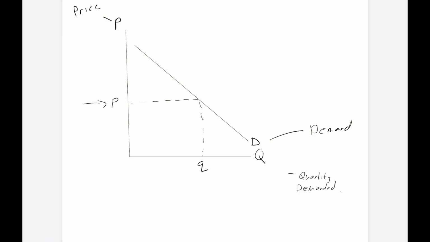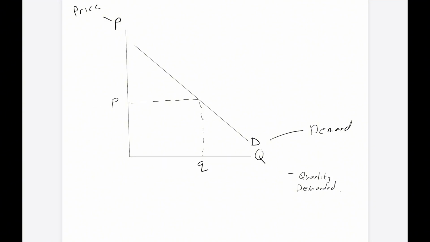So what this is telling us, okay, at this price, the quantity of the product that consumers are willing and able to buy is at Q, okay? So if P was, say, 50 pence and Q was 25, this means at the price of 50p, the quantity demanded, the number of consumers that would be willing and able to buy the product would be 25, okay?